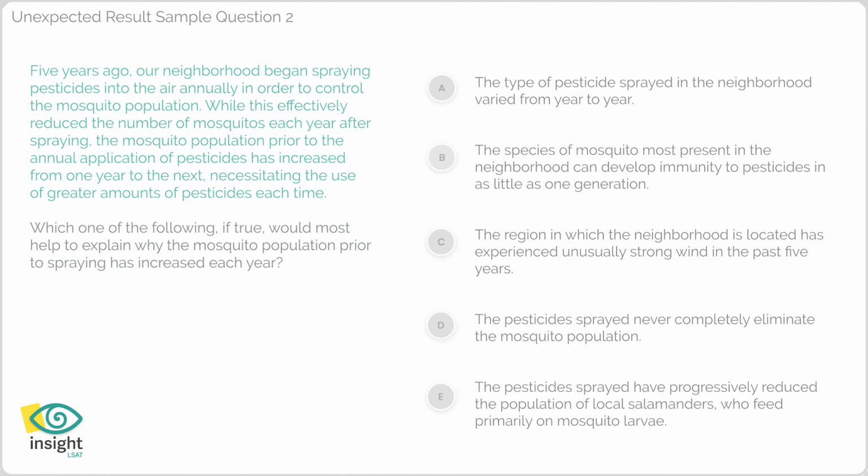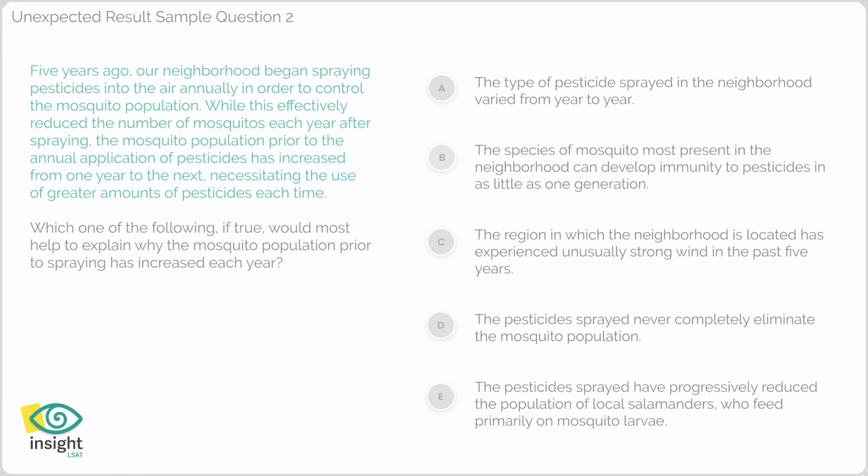5 years ago, our neighborhood began spraying pesticides into the air annually in order to control the mosquito population. While this effectively reduced the number of mosquitoes each year after spraying, the mosquito population prior to the annual application of pesticides has increased from one year to the next, necessitating the use of greater amounts of pesticides each time.